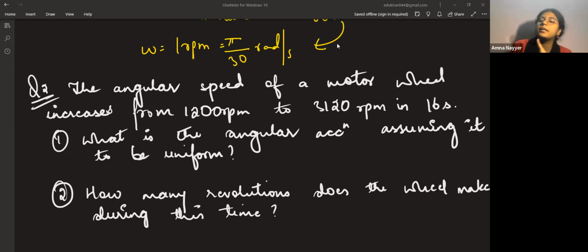It says that the angular speed of a motor wheel increases from 1200 RPM to 3120 RPM in 16 seconds. This is angular speed. Two values are given. Initially it was 1200, it increases to 3120. So we have initial angular velocity, the way we had u for initial speed, final angular velocity, time, and acceleration. Just apply all the equations which we have studied.